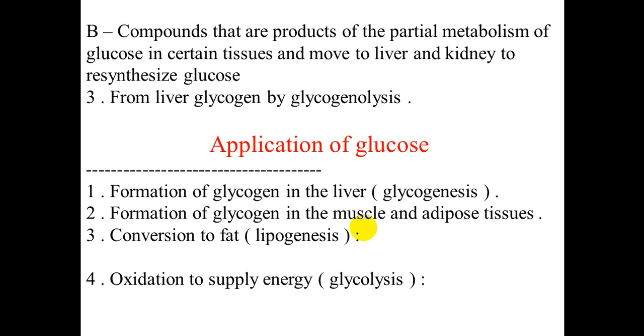4, oxidation to supply energy. According to physiological needs, the human body requires energy, obtained by oxidation of glucose or glycogen to pyruvate and lactate by the glycolysis pathway.